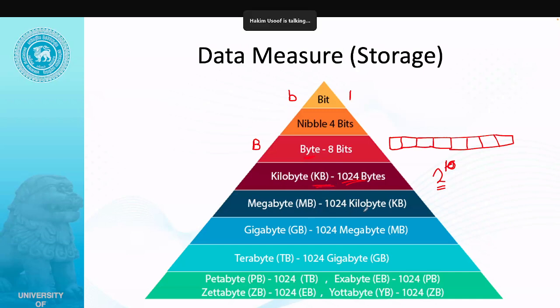1024 kilobytes form a megabyte. 1024 megabytes form a gigabyte, and 1024 gigabytes form a terabyte. We typically stop at terabyte because petabyte and zettabyte are for high performance computing and large storage, so we don't go there. So this is what we typically need to know: bits, bytes, kilobytes, megabytes, gigabytes, and terabytes.